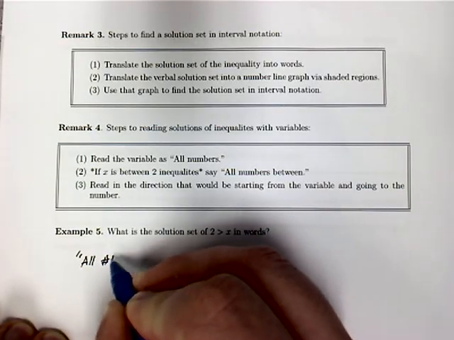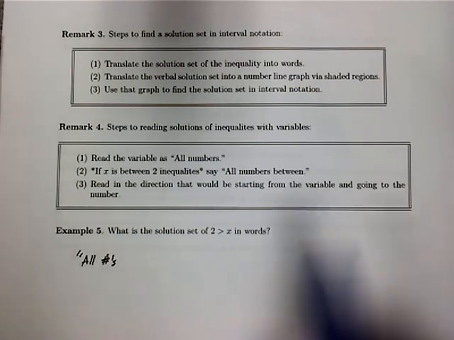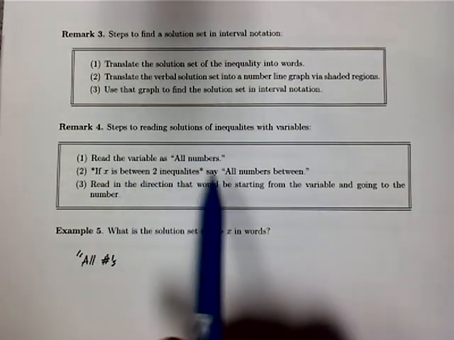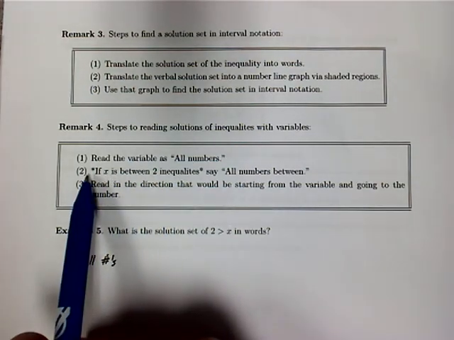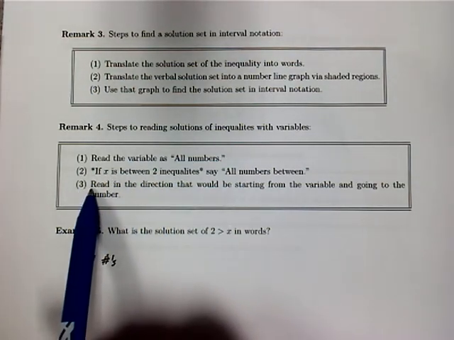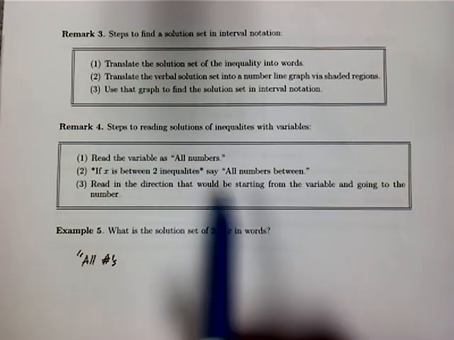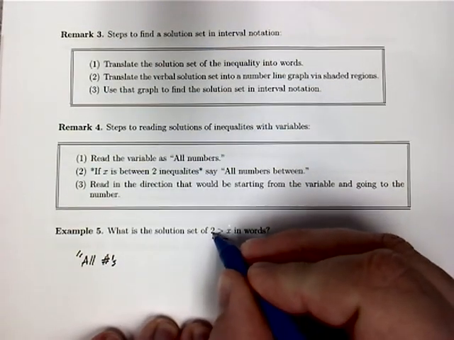So in our minds, we see this. Again, you don't have to normally write this explicitly. We're just doing it for this one example. So, all numbers. Step 2 is just if the inequality is between two numbers, we'll come back to that in a second. Then basically read in the direction that would be starting from the variable and going towards the numbers. So if the variable's here and the numbers over here, we're reading this way.